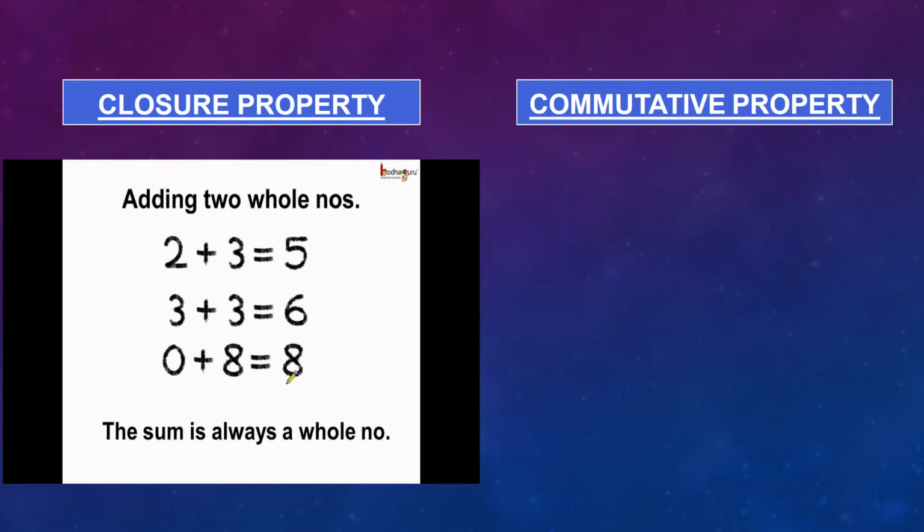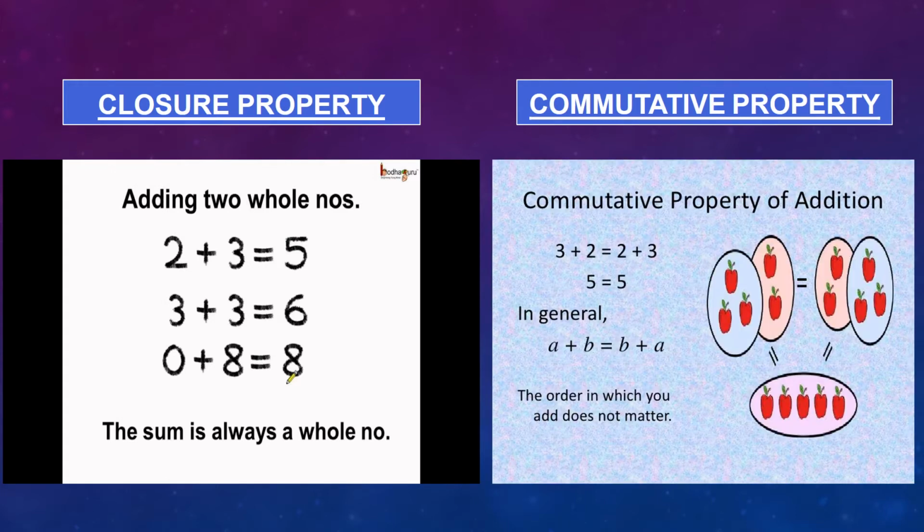Commutative property example. 3 plus 2 is equal to 5 and 2 plus 3 is also equal to 5. So, a plus b is equal to b plus a is our commutative property of addition. So, you are clear about the two properties of addition, closure property and commutative property. I am moving slowly for your better understanding.